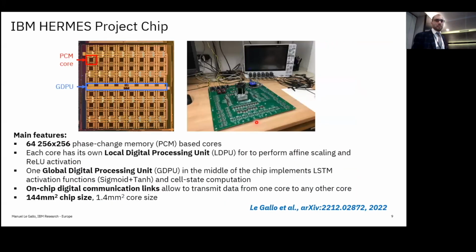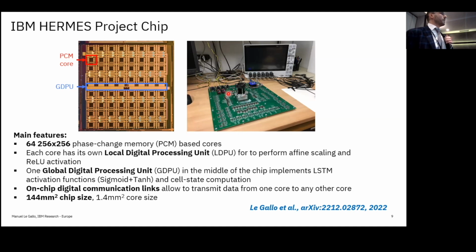So now I will go to the presentation of the latest chip that we have built, which is called the IBM Hermes project chip. Here, this is a micrograph of the chip, where you can see it has 64 PCM cores. The core is basically what you see here, right? So I highlighted it here in this red box. Each of these is a PCM core, and in the middle of the chip, we have a global digital processing unit that we use to do LSTM activations.